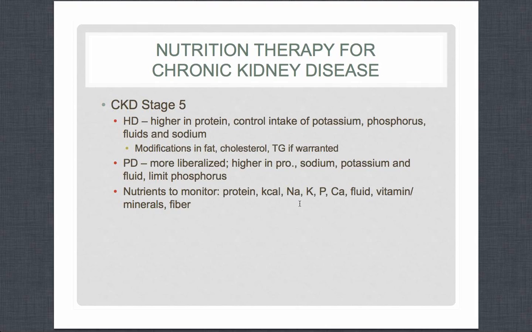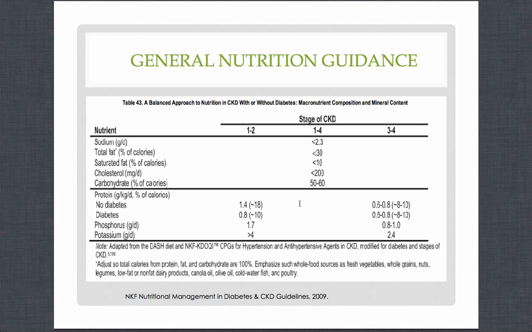Nutrients to monitor in both situations include protein, total calories, sodium, potassium, phosphorus, calcium, fluid, overall fluid balance, vitamins and minerals, as well as fiber intake. So this gives you some indications for nutrient recommendations for macronutrients and some minerals at different stages of chronic kidney disease. This is from the National Kidney Foundation.